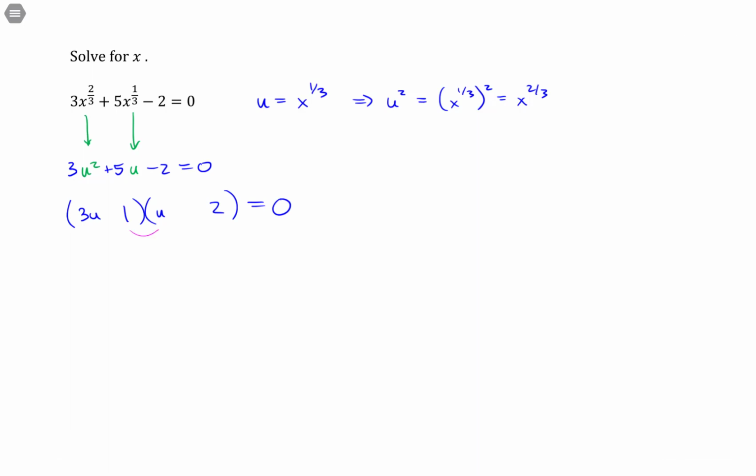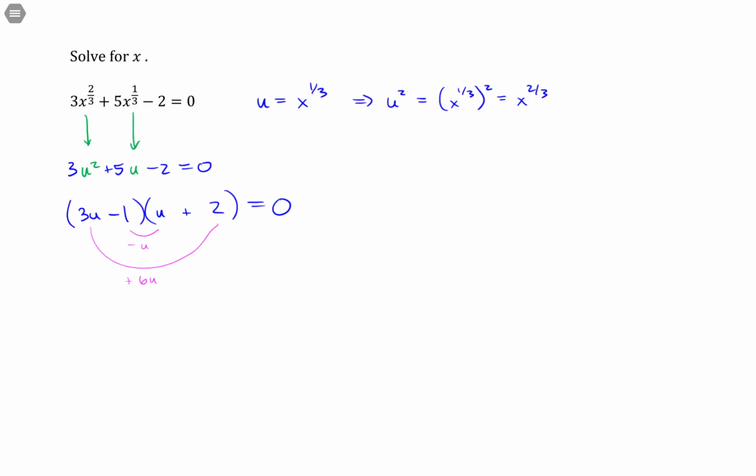1 times u is u. 2 times 3u is 6u. If this u was negative and this 6u was positive, they would add to 5u. So this needs to be a negative, this needs to be a positive, and then they also multiply to -2. So that's great.